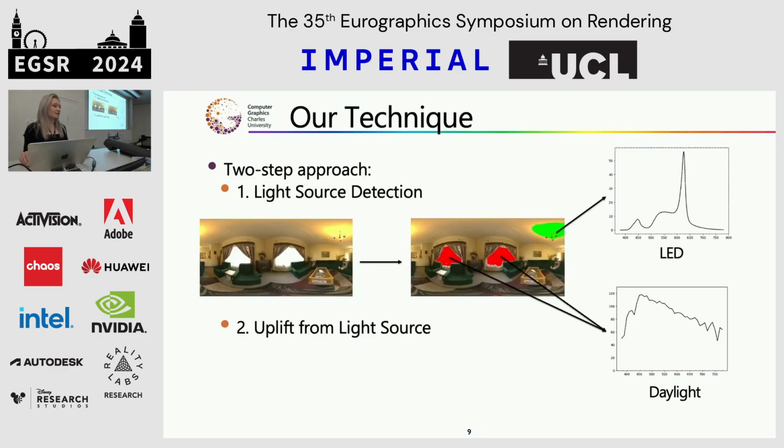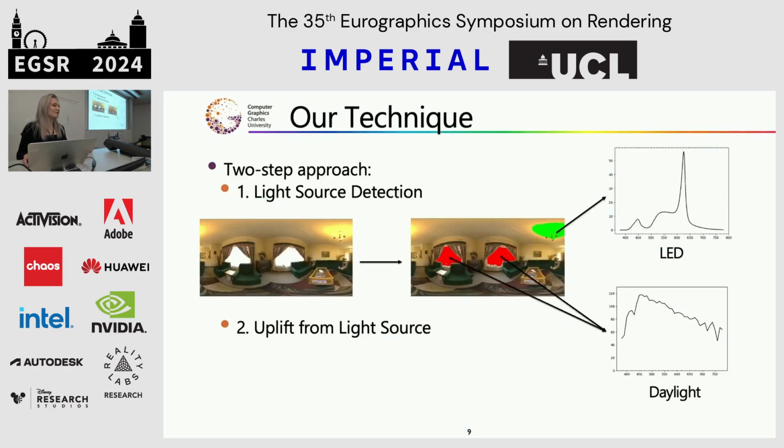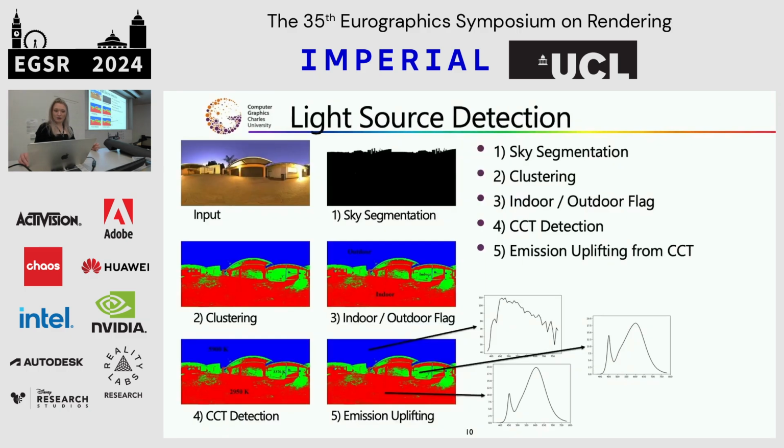So our technique has two steps. One is to detect the emission, and another is to detect the reflectance. The first step is light source detection. We detect the light sources in the scene and in the environment map, and we obtain their emission spectra. And we do this with the following process.